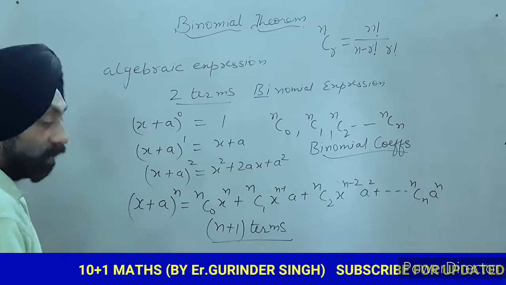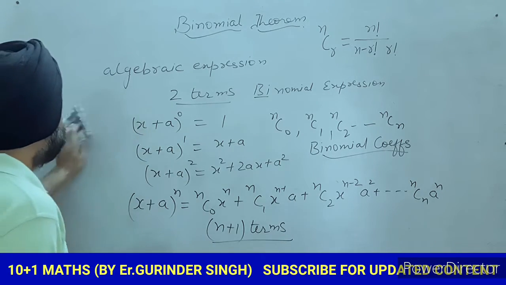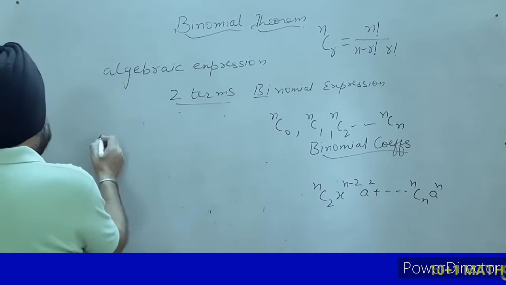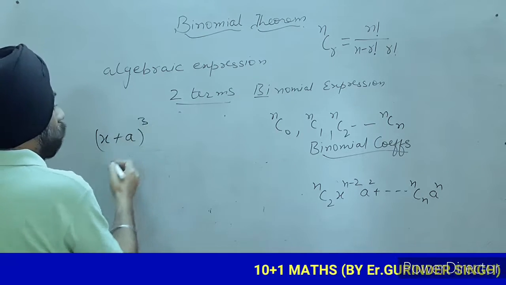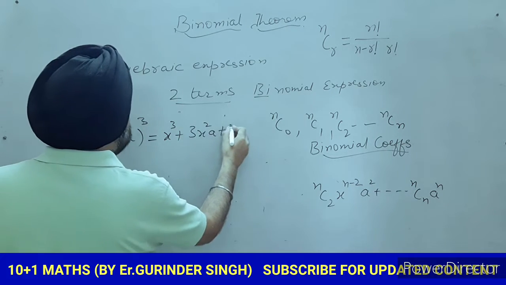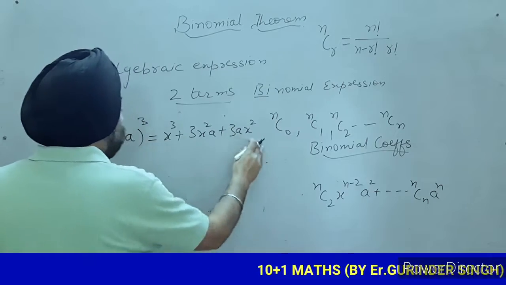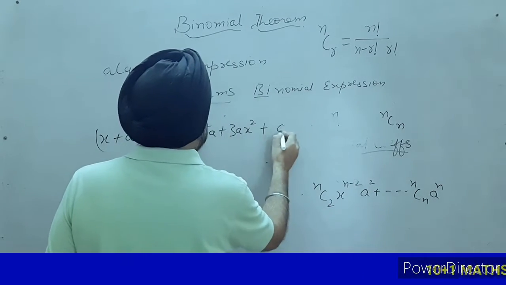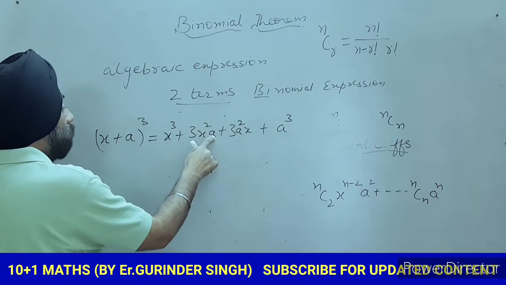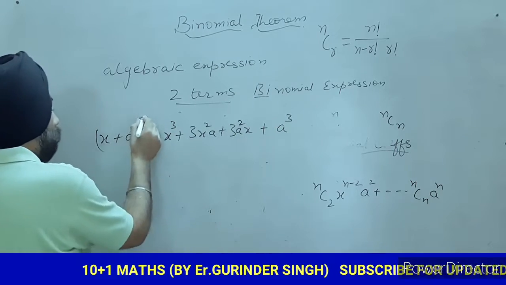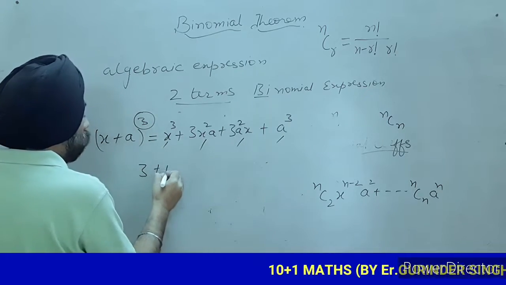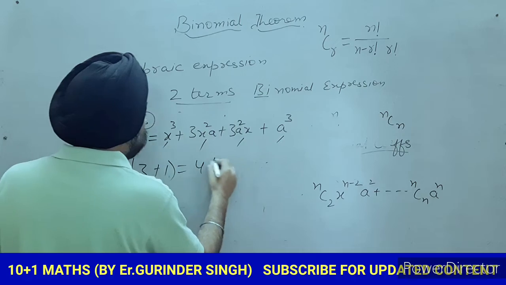Now for example, I can show you again by using this. Say I open the cube of x plus a raised to power 3. So how many terms will it have? X cube, 3x square a plus 3a square x plus a cube. Index was 3. How many terms were there? 1, 2, 3, 4. So 3 plus 1 number of terms, that is 4 terms are there.